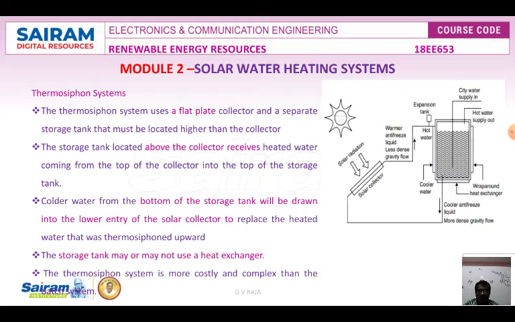The storage tank is located above the collector, receives the heated water coming from the top of the collector and to the top of the storage tank. The cold water from the bottom of the storage tank will be drawn into the lower entry of the solar collector. So the cold water will be moved to the lower entry of the solar collector and hot water will be moved to the top of the solar tank.